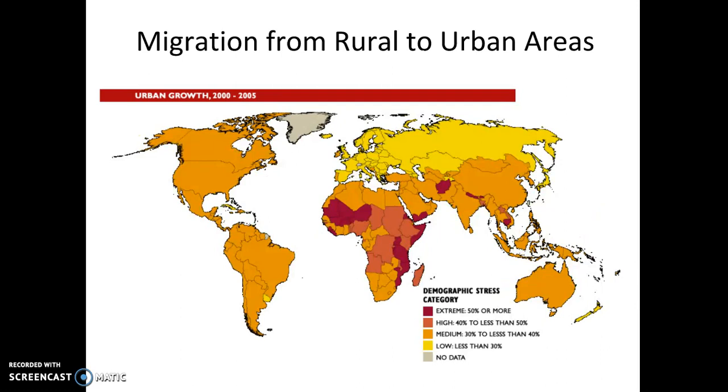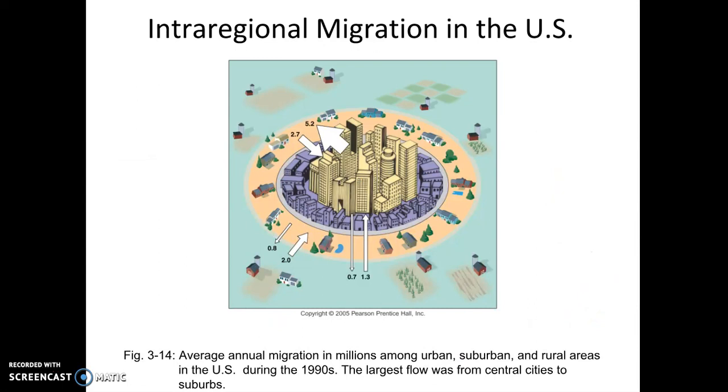Migration from rural to urban areas is the highest in LDC and DC countries, because you have so many people living in the rural areas as farmers trying to move into the cities for more opportunity. Countries in Europe, Anglo-America, Russia, Japan, these MDC countries, will already have a significant amount of people living in the cities and the urban areas.